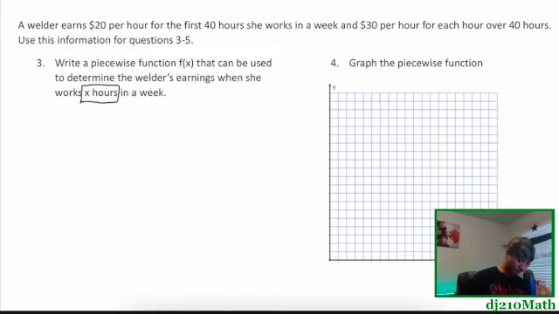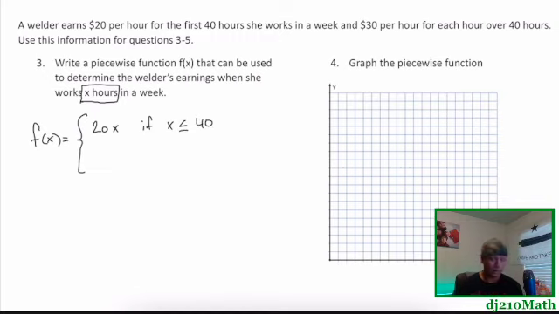So let's first define our function. All right, so f of X is going to be equal to, there's 2 parts. So she earns $20 an hour. So if X is hours, so 20 times X, right? This is going to be the equation for the first 40 hours. So from 0 up to 40, including 40, right? So this is if X is less than or equal to 40.